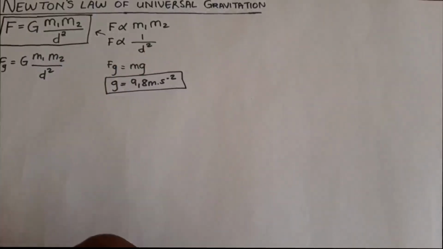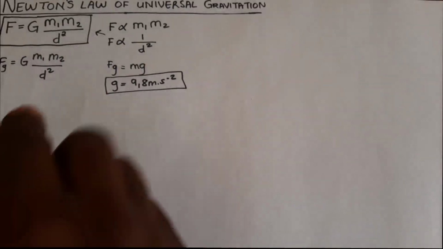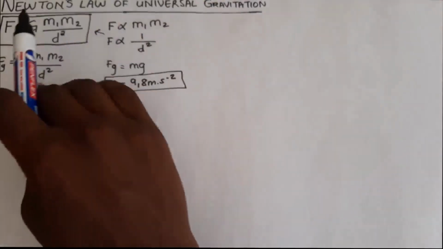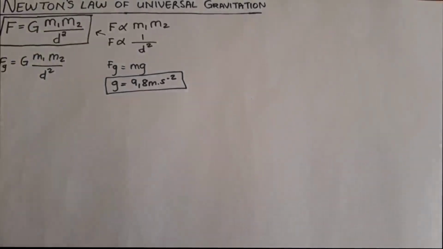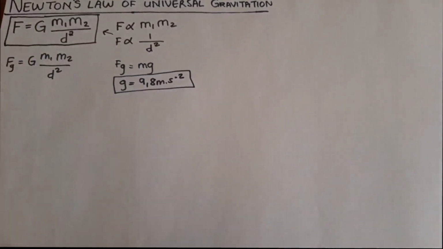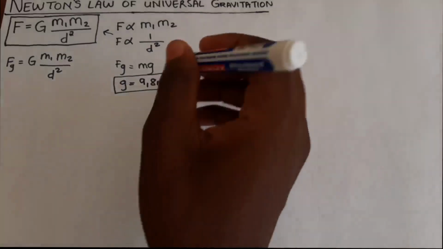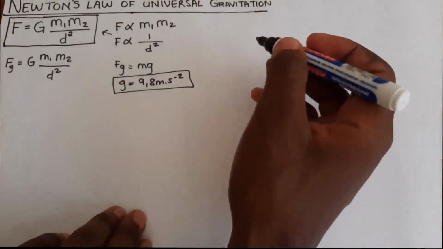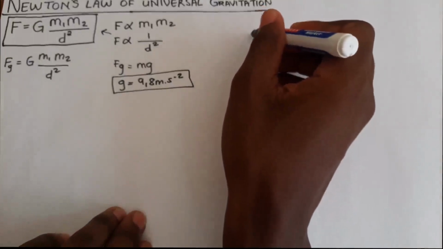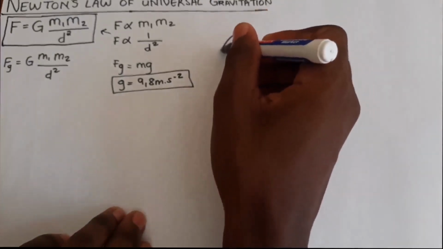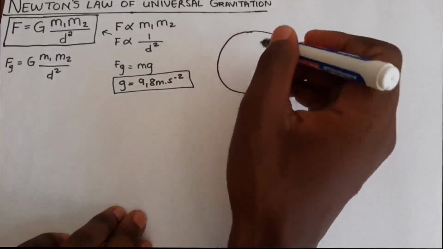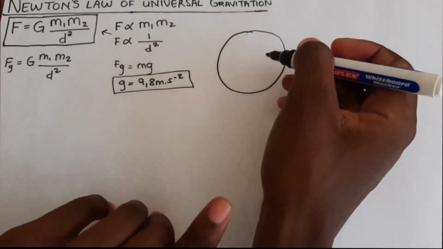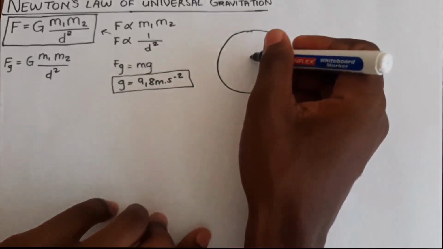I said to you, today we're going to be sticking more to the gravitational force between the objects and the earth. Let's make an example. Say we have the earth here. This earth is round like a ball. One of the things you should know is the radius of the earth, just before deriving the formula of the gravitational acceleration.